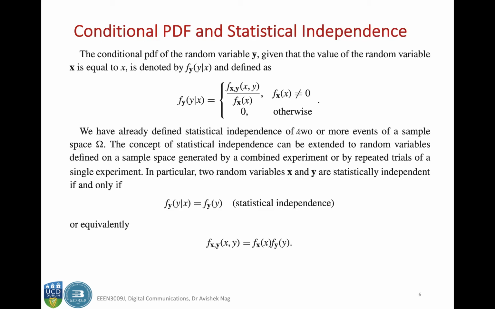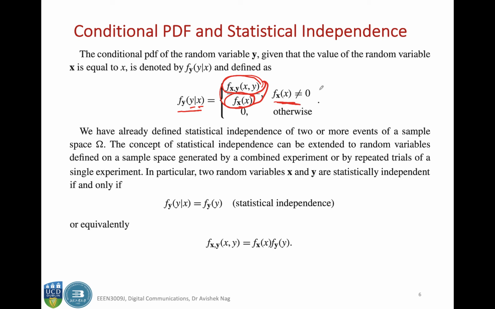So we can define conditional PDFs also when we have a joint distribution. What is the conditional PDF of the random variable y given x? That can be defined in this manner. This is again quite similar to the Bayes rule that you saw in the previous lectures. Basically you have in the numerator the joint PDF of x and y divided by the marginal PDF of x, provided that this PDF is non-zero.